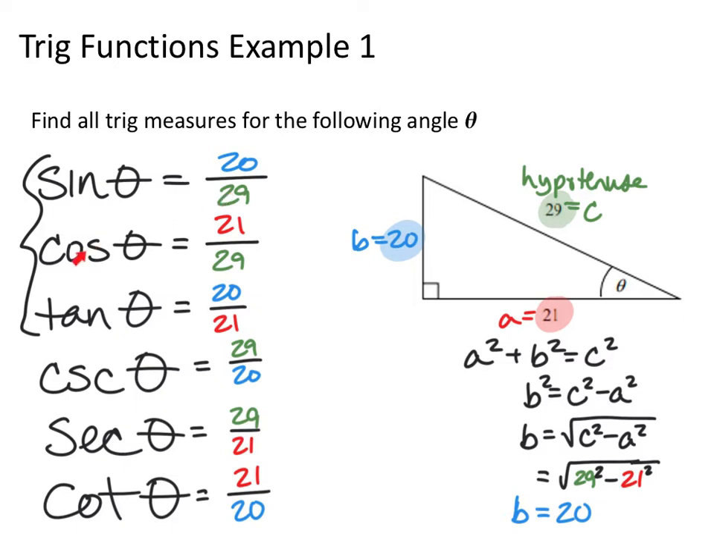At this point, all I have to do is sine of theta is equal to the opposite divided by hypotenuse. Cosine is adjacent divided by hypotenuse. Tangent is opposite over adjacent. So we're just taking those numbers from my triangle picture and putting them into the trig measurements. Cosecant is just the inverse of sine, so flip this fraction. Secant is just the inverse of cosine, so flip this fraction. And cotangent is the inverse of tangent, just flip this fraction.